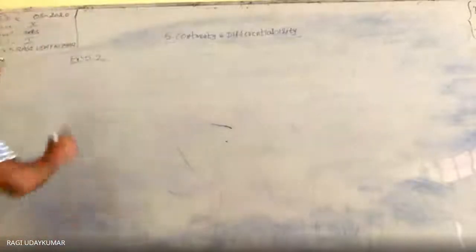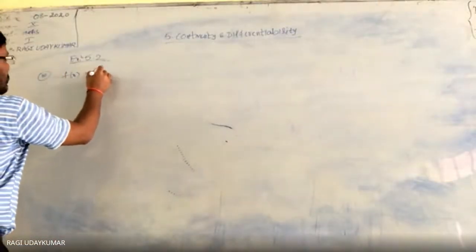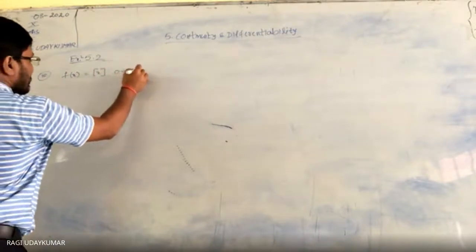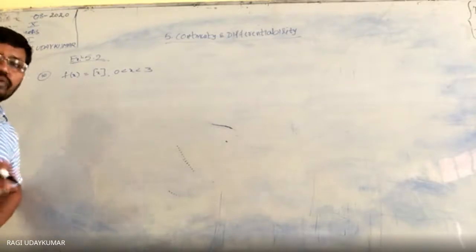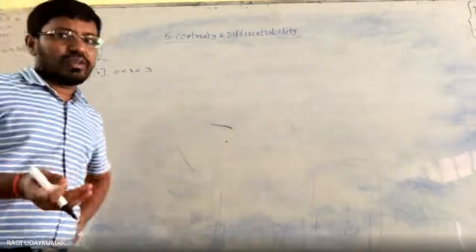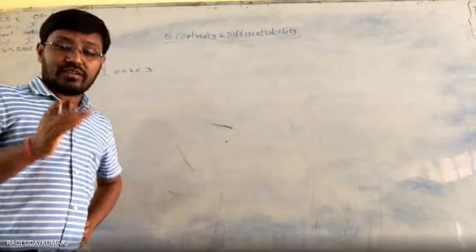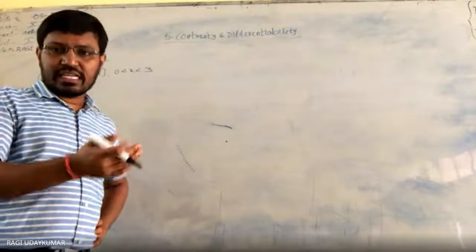Tenth problem. It is given that f of x is equal to the greatest integer function, defined for 0 less than x less than 3. This is not differentiable at x equals 1 and x equals 2. Let us check x equals 1, and x equals 2 in the same way. At x equals 1, we take the left hand limit, using the definition of the derivative in the same way.